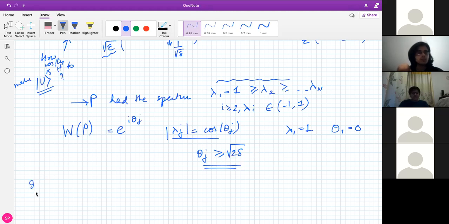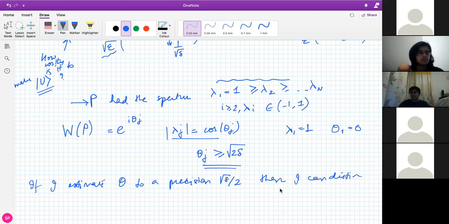So if I'm able to estimate theta to a precision of delta by 2, then I can distinguish their corresponding eigenvectors.